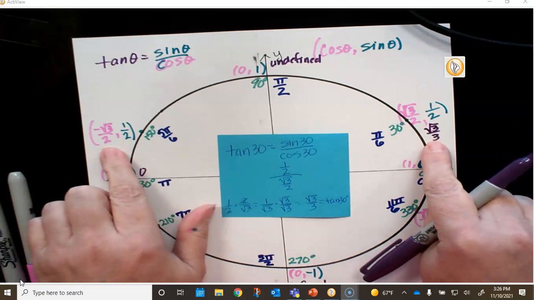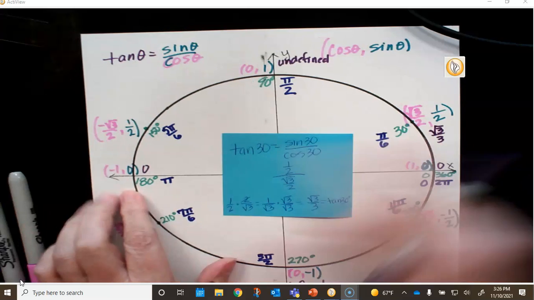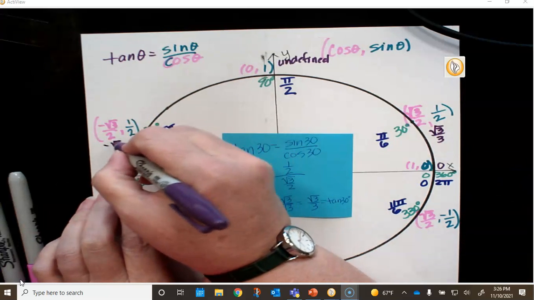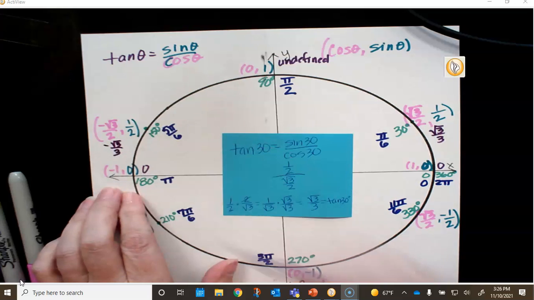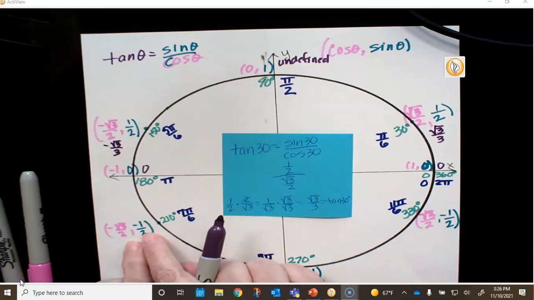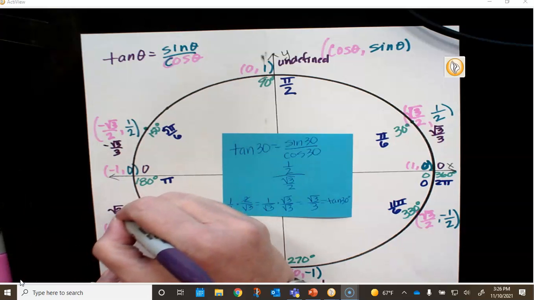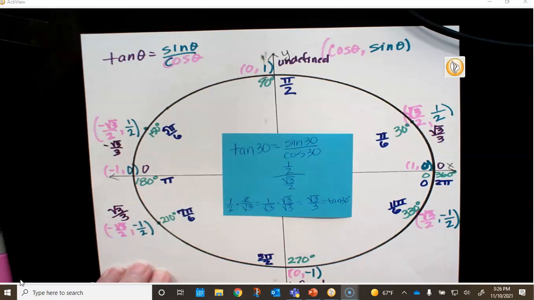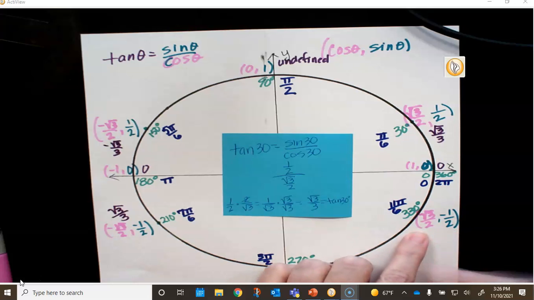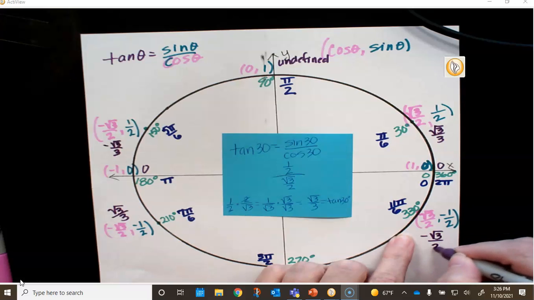In the second quadrant, I have the same numbers but different signs. So a positive divided by a negative would be a negative. So that means that this would be negative square root of 3 divided by 3. In the third quadrant, I have a negative divided by a negative, which means this would be positive. So I would have the square root of 3 divided by 3. In the fourth quadrant, I have a negative divided by a positive, which would be a negative. So I have negative square root of 3 divided by 3.